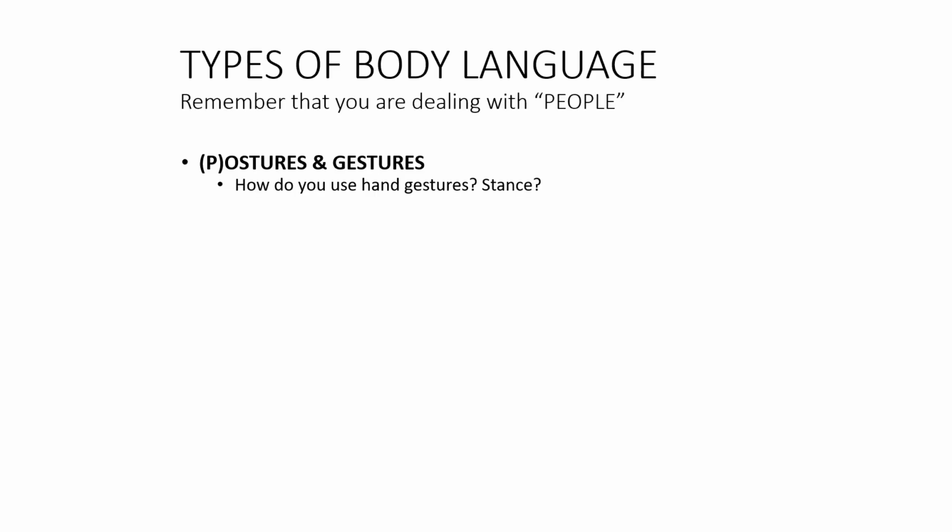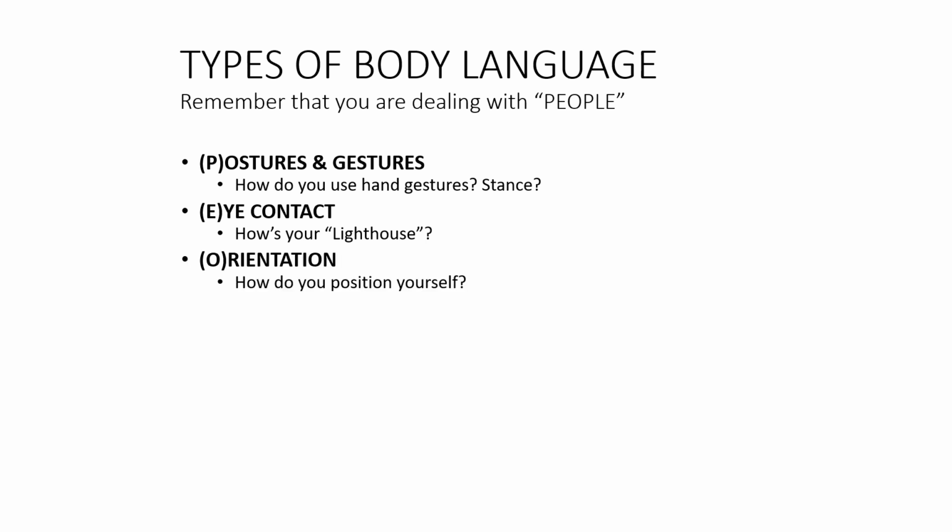So there are types of body language. So remember that you are dealing with people. So it's important how you hold your postures and gestures. Is it open or closed stance? Did you establish eye contact and how you look at your receiver? Orientation, how do you position yourself? So it's important how you position yourself, especially if it's in a big classroom or if it's one-to-one, how you orient yourself and to whom do you want to communicate.